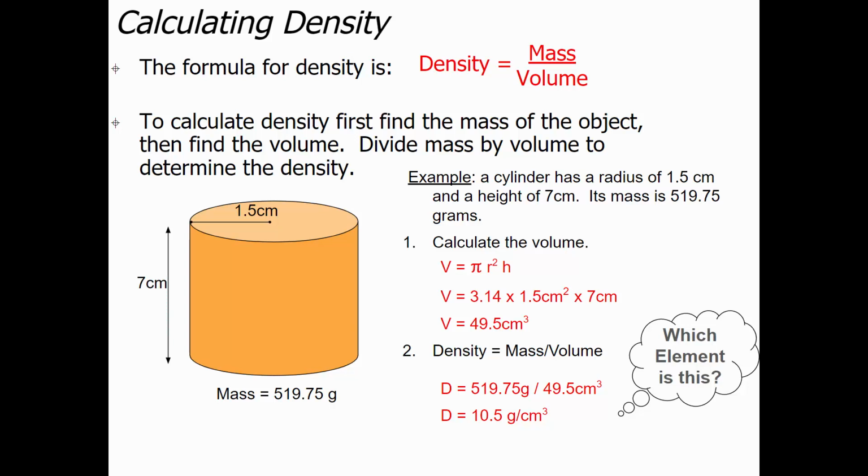So what is it made out of? Raise your hand if you could tell me what substance this might be. Raise your hand, please. Silver. It's silver. Silver, if we look at our density chart, has a density of 10.5 grams per cubic centimeter. So, as we said yesterday, density is an identifying property. By looking at the density of an object, it can help us to figure out what it's made out of.